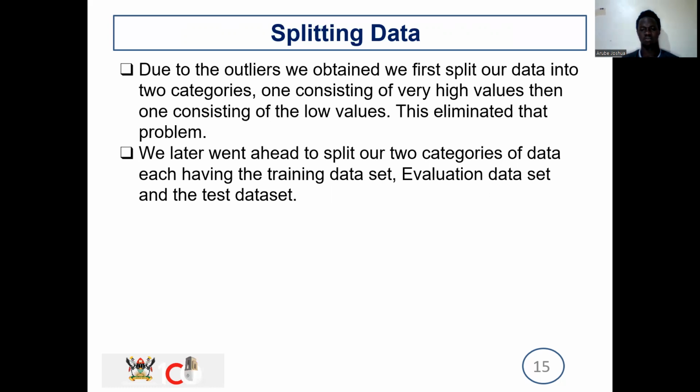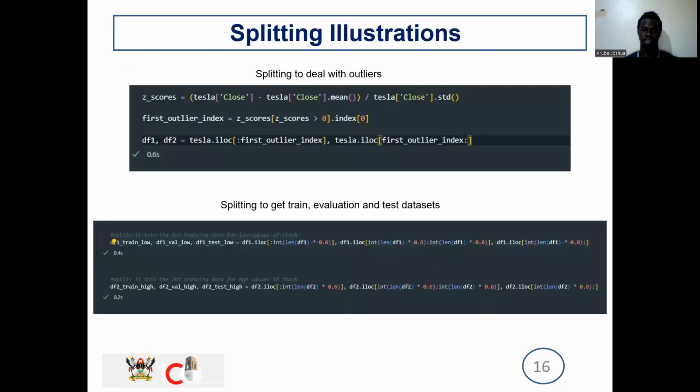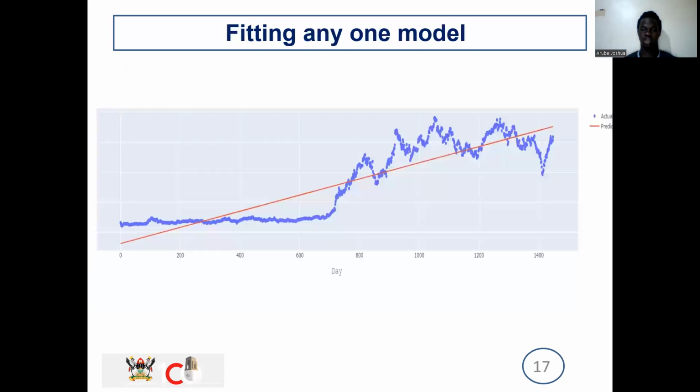Then we went ahead and split our data into three categories for both the high and low data that we obtained. We're able to get the training data set, the evaluation data set, and the test data set. Using the code as seen below, we're able to do that, and we're able to eliminate a lot of outliers, which shall be seen in the future.